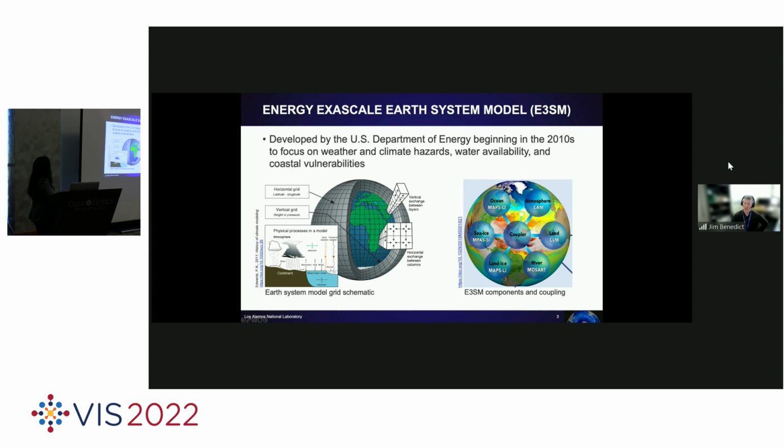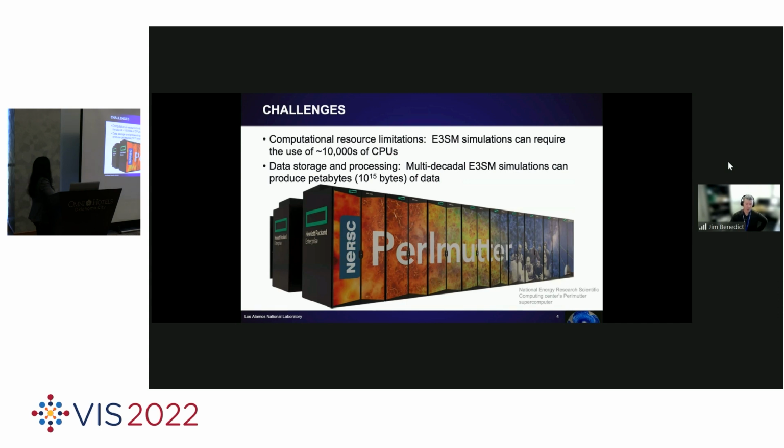E3SM, shown on the right panel, is composed of modeling components that each specialize in representing different aspects of the Earth process. And they're all connected through this coupler in the center. So climate models have increasingly become more complex as new physical processes are added and as grid resolutions become finer and finer thanks to increasing computational capabilities.